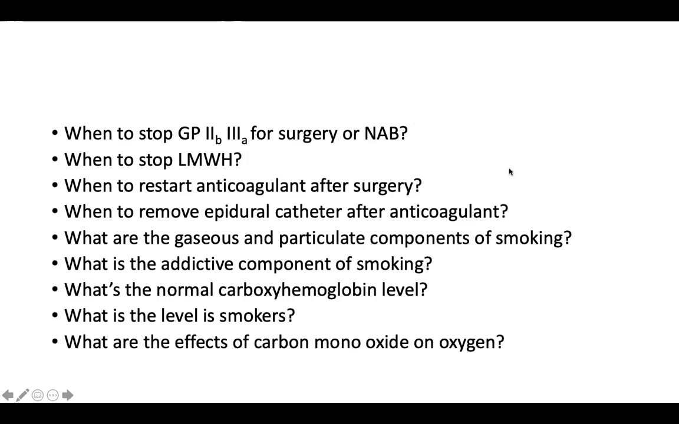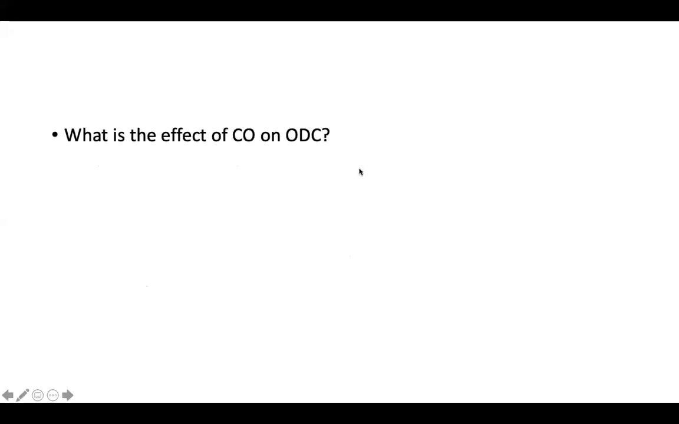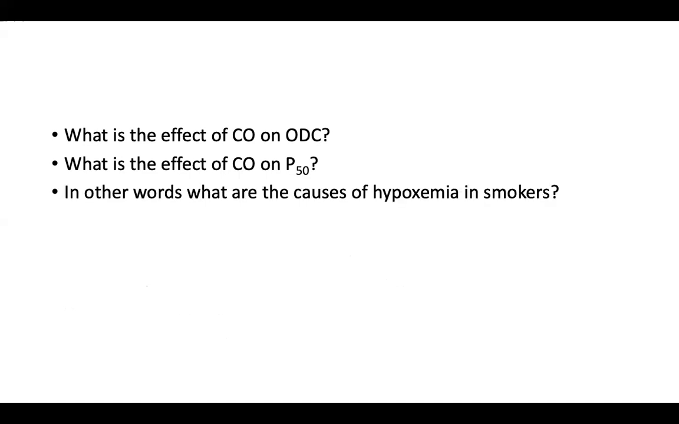So what is the effect of carbon monoxide on oxygen? Carbon monoxide has greater affinity to hemoglobin than oxygen. Good. So it shifts the oxygen hemoglobin dissociation curve to the left, which means there is less unloading. And the 2,3-DPG also decreases. Will carbon monoxide affect 2,3-DPG? So what is the effect of carbon monoxide on P50? It reduces the P50.